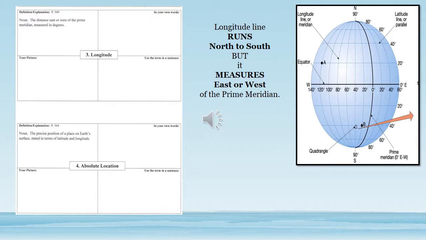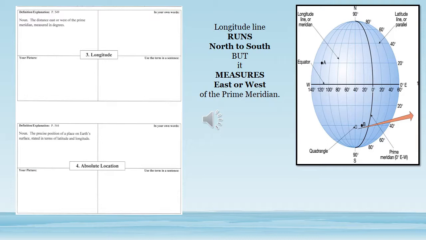Okay, lovely students. Here we are at our third vocabulary word, longitude. Now, if you look at the picture, you will see that our longitude line is running north to south. See that 0 degrees prime meridian? That is my longitude line. It is running north to south, yet it measures east or west of the prime meridian.